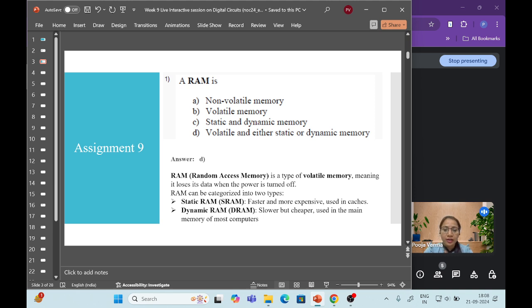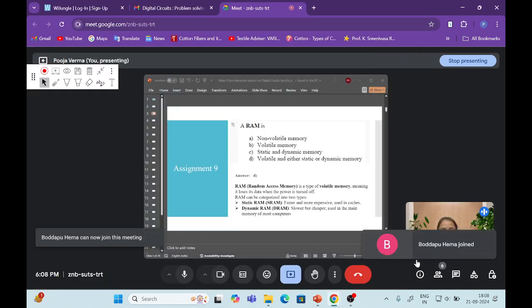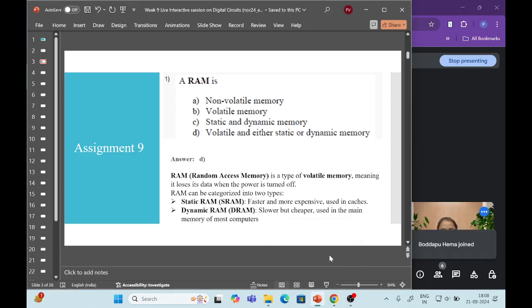In that case, RAM has been categorized into two types. The first one is static RAM, and another one is dynamic RAM. Static RAMs are faster and more expensive, used in cache, while dynamic RAMs are slower but cheaper, used in the main memory of most computers. So option D is the correct answer for this question. That is, it is volatile and it can be either static or dynamic.